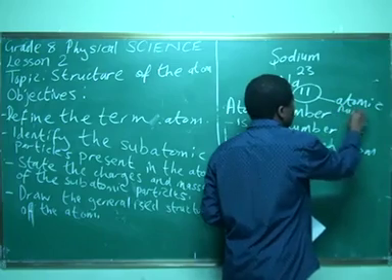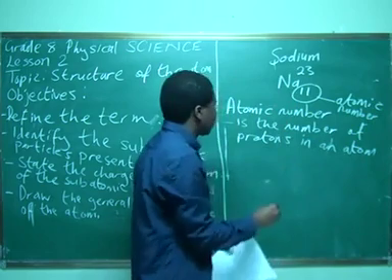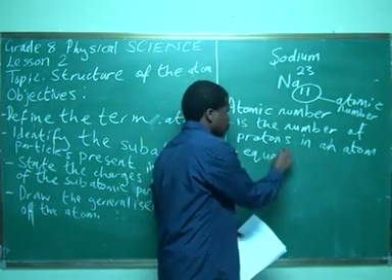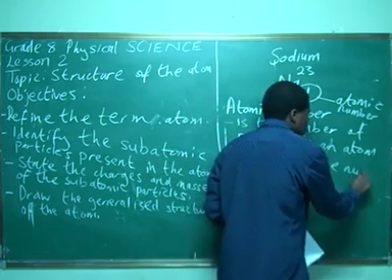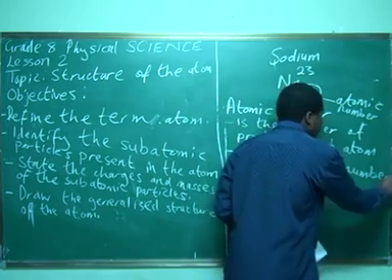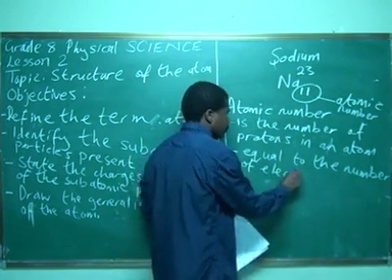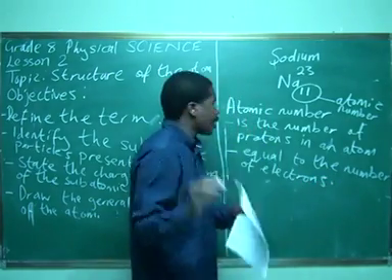This is the atomic number, and the atomic number is also equal to the number of electrons.